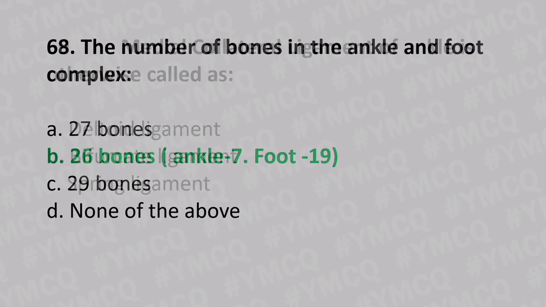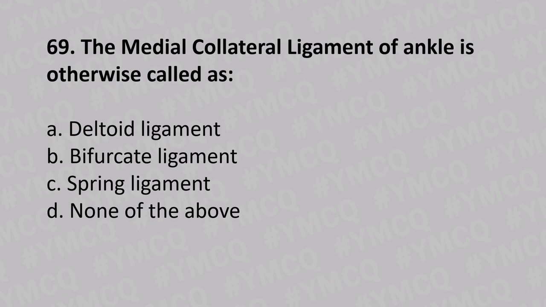The medial collateral ligament of the ankle is otherwise called as: option A, deltoid ligament. Option B, bifurcate ligament. Option C, spring ligament. Option D, none of the above. And the answer is option A, deltoid ligament. Moving to our 70th question.